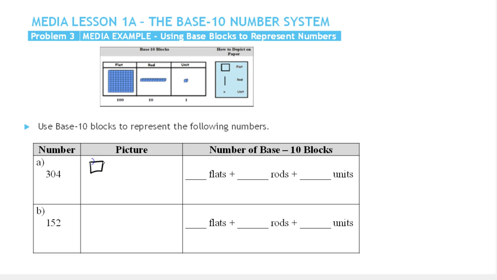So I'm going to draw 3 squares and 4 X's for the 4 units. So that's 3 flats, 0 rods, and 4 units. So summing these together, all together, this is equivalent to 304. Let's look at 152.